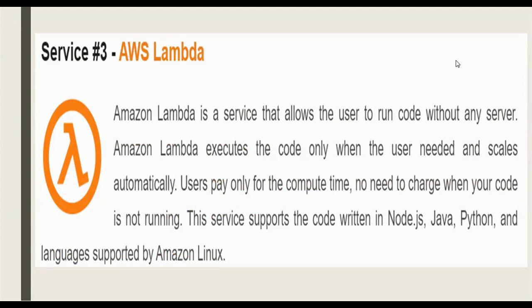The third service is AWS Lambda. Lambda is a service that allows users to run code without any servers. AWS Lambda executes the code only when the user needs it and scales automatically. Users pay only for the compute time. There is no charge when your code is not running. When you want to run code, only then will it charge. Cloud services give you the feasibility that only when you use the service, your bill will be created. So this is a service which allows users to run code without any server.